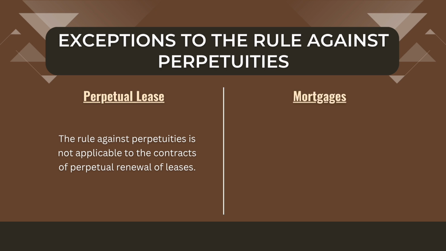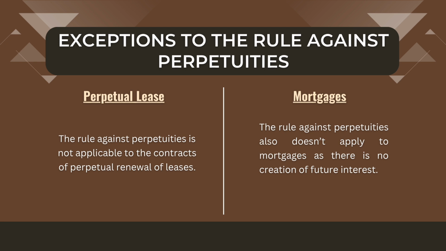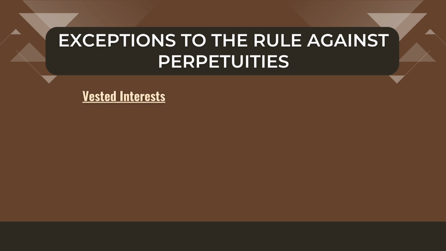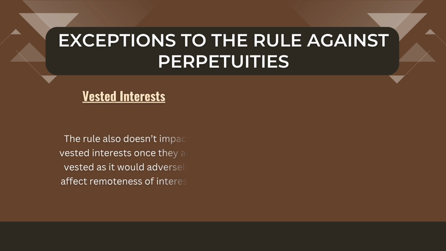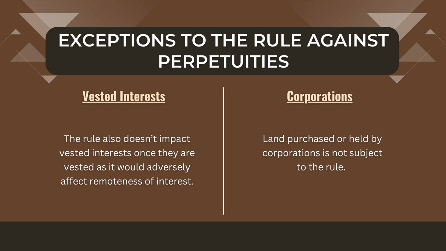Other one is mortgages. The rule against perpetuities also does not apply to mortgages as there is no creation of future interest. Another one is vested interest. The rule also does not impact vested interest once they are vested, as it would adversely affect remoteness of interest. Other one can be considered corporations. Land purchased by or held by corporations is not subject to the rule.